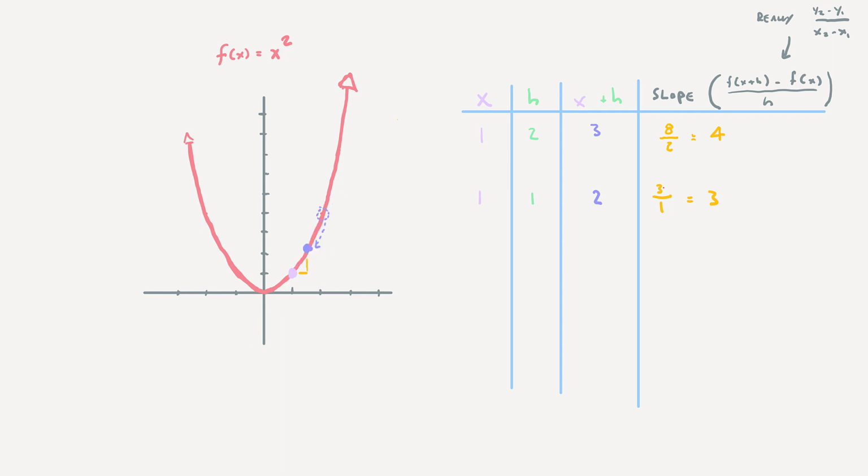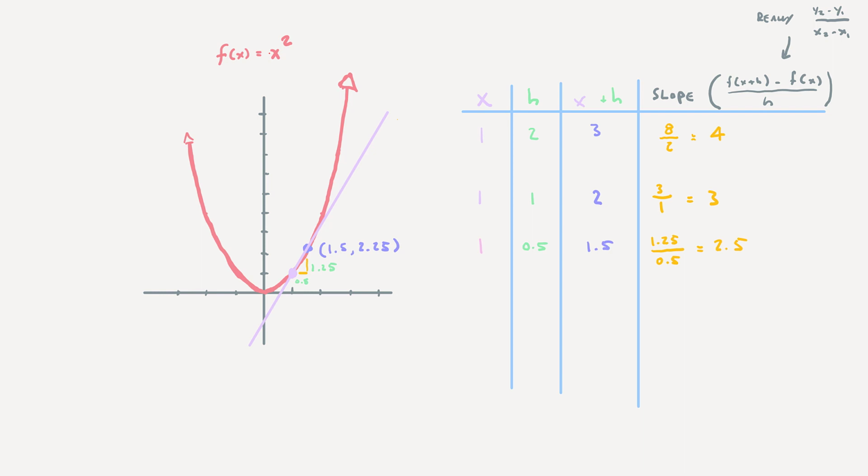Okay, let's move it closer. Here, I moved it to the X coordinate 1.5, Y coordinate 2.25. And again, remember, if you're wondering, how the heck did you get this? All I did is I squared 1.5. I'm plugging it into the function to get its corresponding Y value. So here, X is 1, X plus H is 1.5.